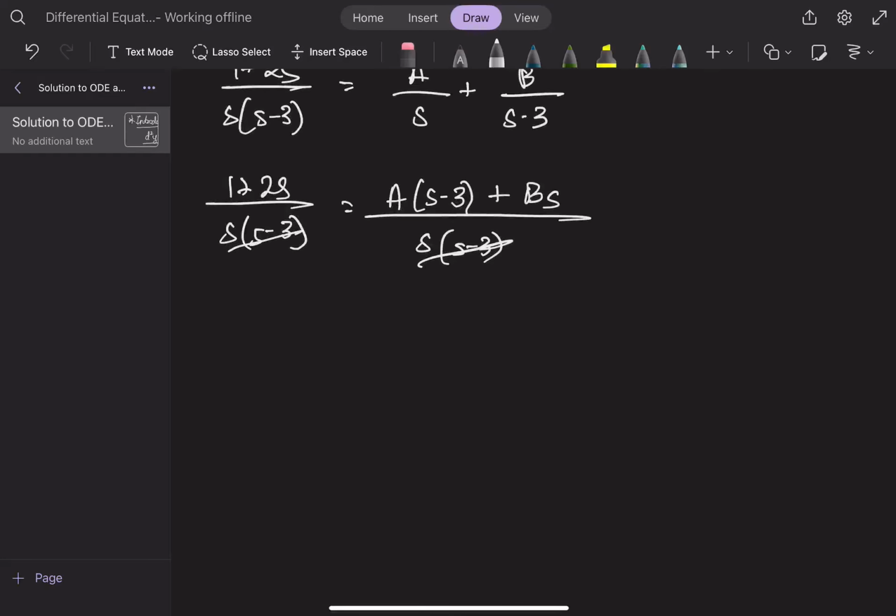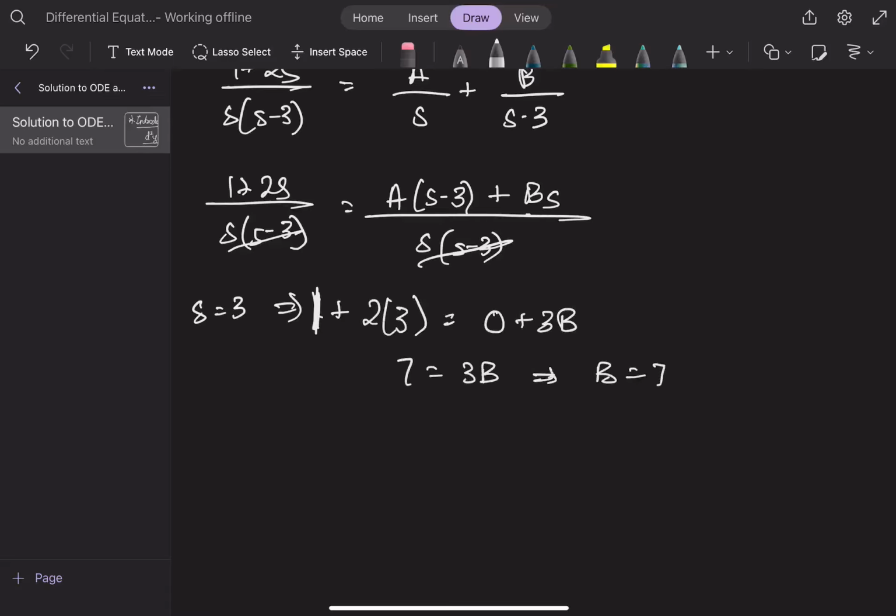So now I need to find A and B. So let's try to make one of the terms 0. So firstly, I will take s as 3. So 1 plus 2 times 3 is equal to 0 plus 3B. 7 is equal to 3B. So B is equal to 7 by 3. Now I will put s as 0, which will give me 1 plus 0 is equal to minus 3A plus 0. So your A becomes minus 1 by 3.